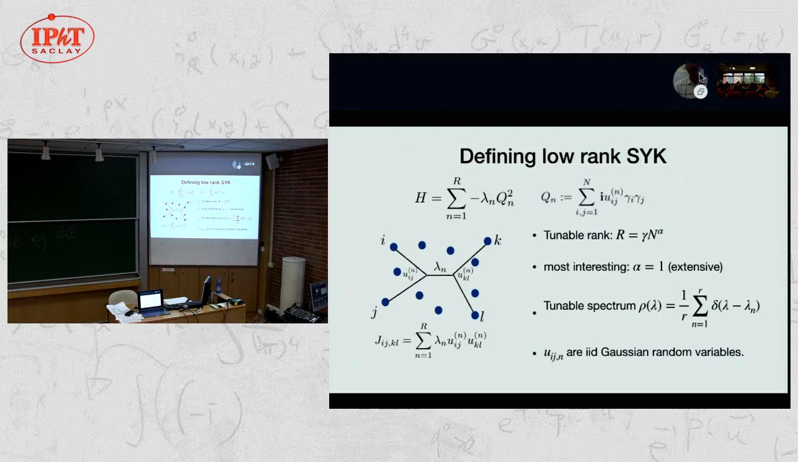And in the end, what we assume to be featureless are these coupling constants u_{i,j,n}. They are just IID Gaussian random variables, which we will normalize so that the Hamiltonian has a good thermodynamic limit. Okay, so that is the model. Any questions about the model? Okay, I assume there are none.